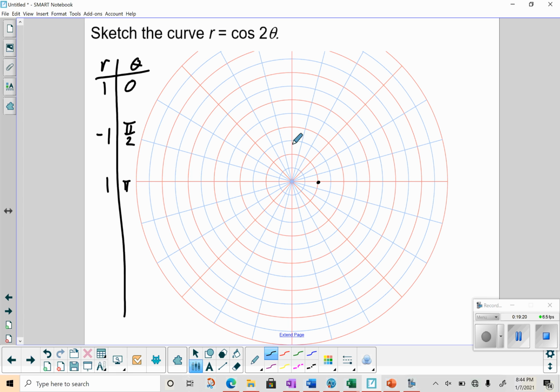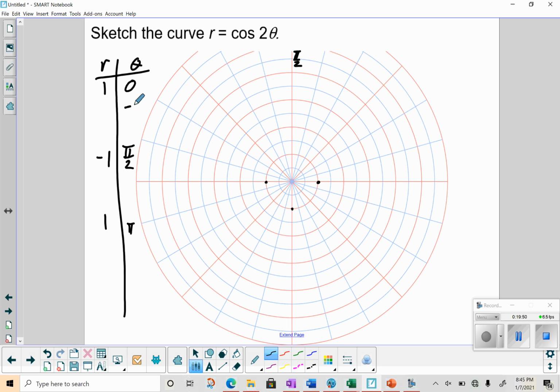For pi over 2, again, this is pi over 2. But now my radius is 1, so I have to go back one space. For pi, I come forward one space. And oh my goodness, that doesn't tell me anything. So I need more information. I need more data here.